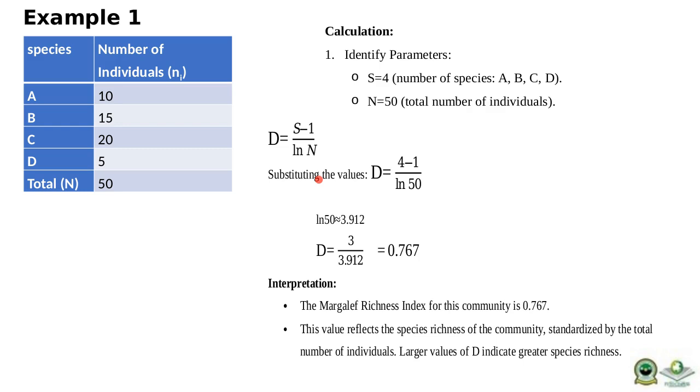0.767 as the index. So we can interpret this as the Margalef index for this community, 0.767. This value reflects the species richness of the community, standardized by the total number of individuals. Larger values of D indicate greater species richness. Like we said, it can be greater than 1. So if it's higher than 1, it means that it has high species richness. You can describe that community as having a very high number of species.